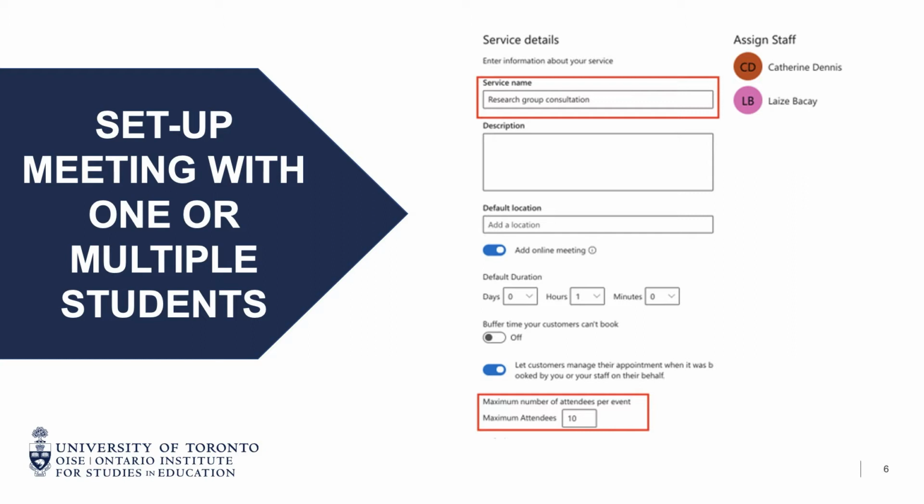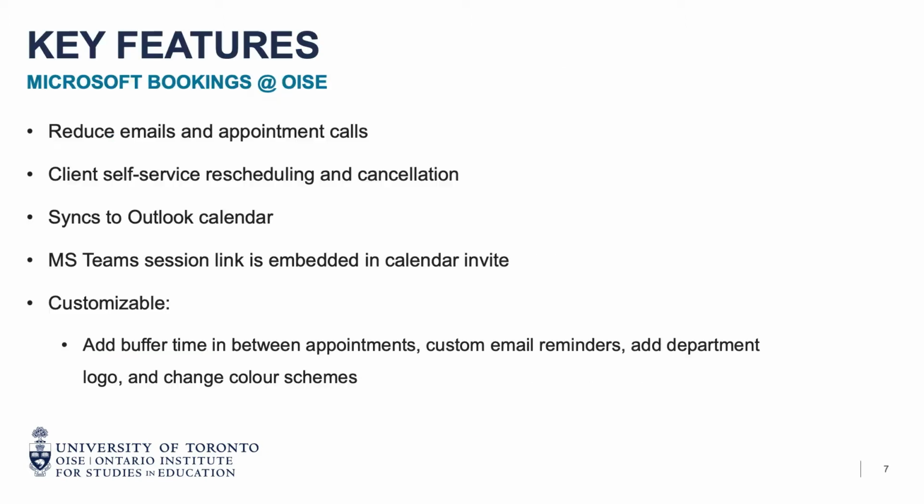And the last use case is set up appointments with one or multiple students. So under the name of the service that you offer, so let's say research group consultation, you can set the maximum attendees to 1, 2, or 3, and the maximum is 999. And with this feature, the group of students can just book it all at the same time for the same time frame, and you don't have to schedule different appointments for each group. In addition, if you have TAs or RAs, the student can select that specific person they need to have an appointment with.